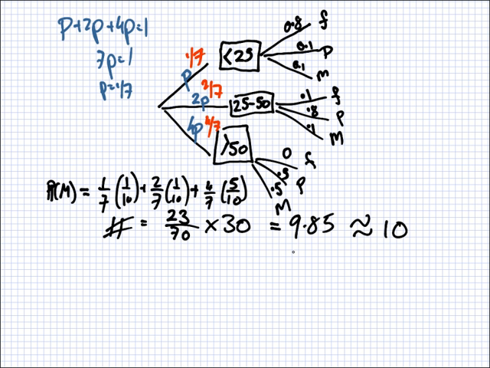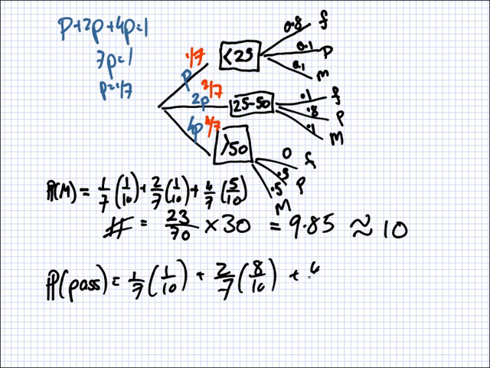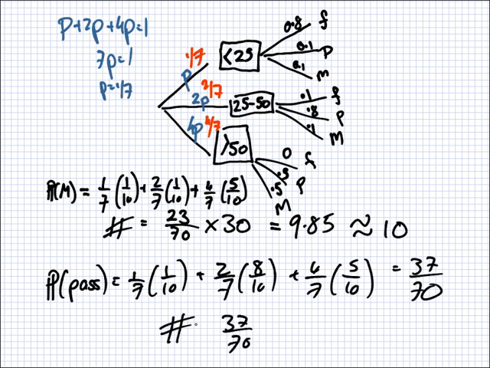Okay. The next one is how many will get a pass. So the probability of a pass would be 1/7 times 1/10 plus 2/7 times 8/10 plus 4/7 times 5/10. That's 1 plus 16 plus 20, which is 37 over 70, I think. So then the number who get a pass would be 37 over 70 times 30. What does that equal?